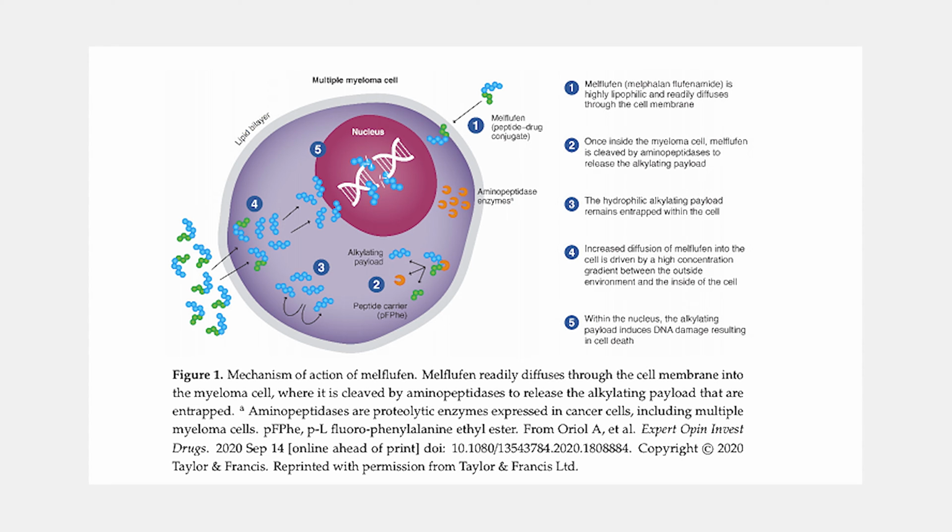Inside myeloma cells, as well as other cancer cells, there are a class of enzymes called aminopeptidases that are responsible for basically functioning as scissors and clipping peptides into smaller pieces. These aminopeptidases will actually clip, or scissor off, that peptide off of the melflufen and liberate a hydrophilic melphalan inside the myeloma cell. Hydrophilic means water-loving, and it's therefore trapped inside the myeloma cell.